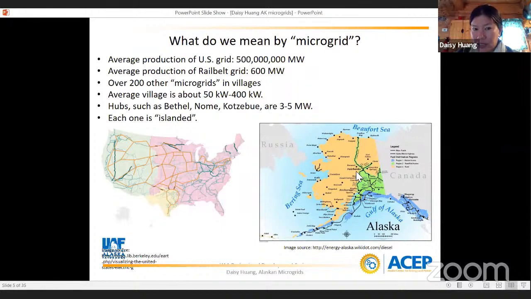And then aside from the rail belt grid, there are also 200 individual microgrids in the villages all over the place. So every one of them has to do their own management of load versus production. The average village, well, it's hard to say an average. There's a very large statistical distribution, but they range from about 50 kilowatts to about 400 kilowatts, with the exception of the hubs. So like Bethel, Nome, and Kotzebue, they're 3 to 5 megawatts each, and every single one is islanded. There are some interties, and there's an intertie from Tok part way down the Tok cutoff, and so it connects 3 other communities, but that's about it. So just to give you a sense of scale.